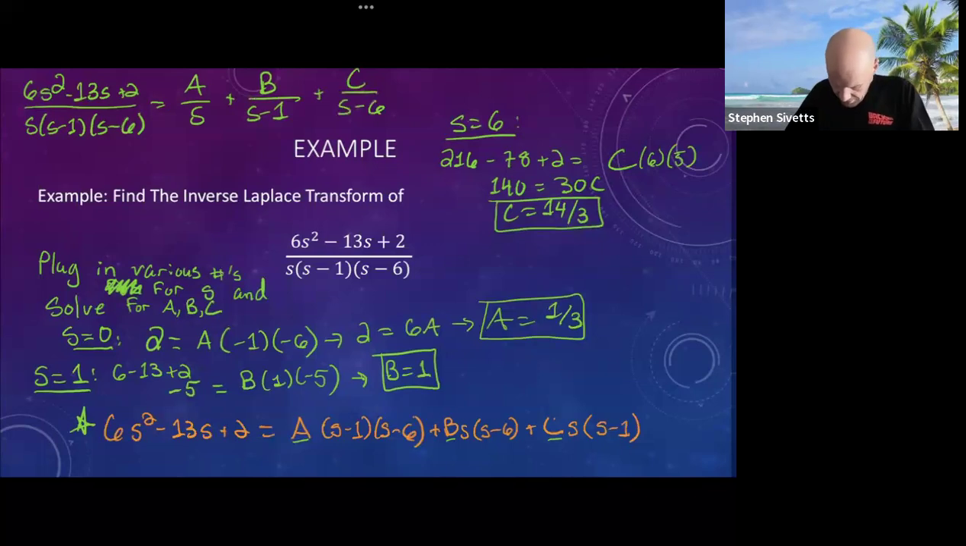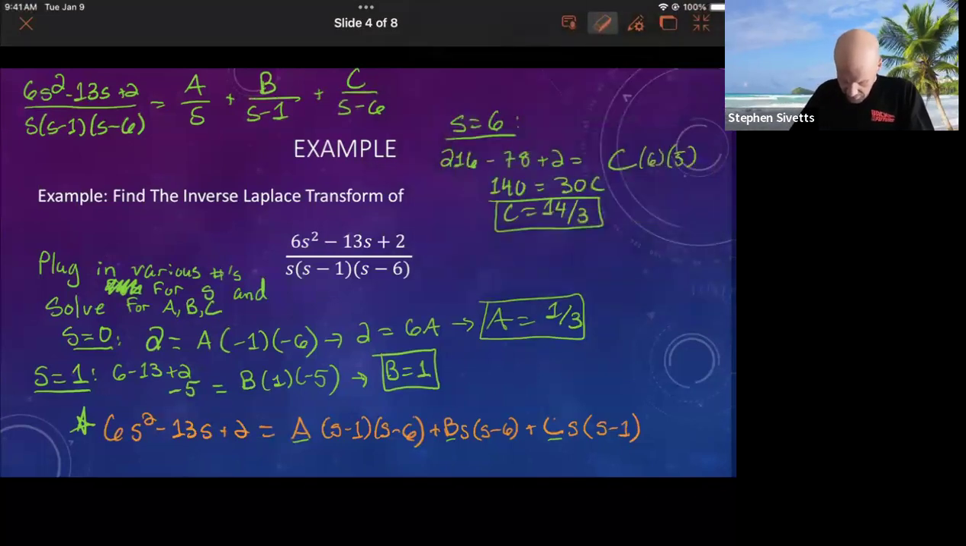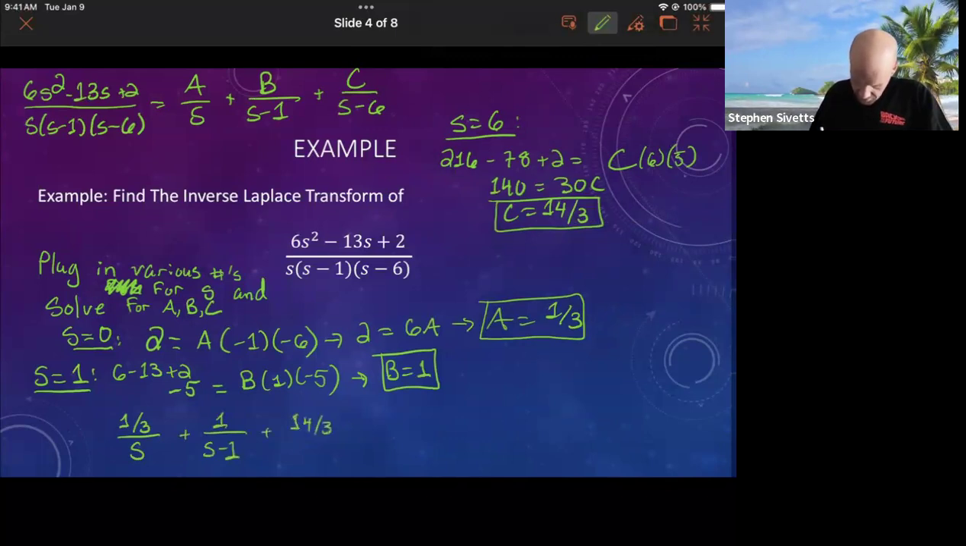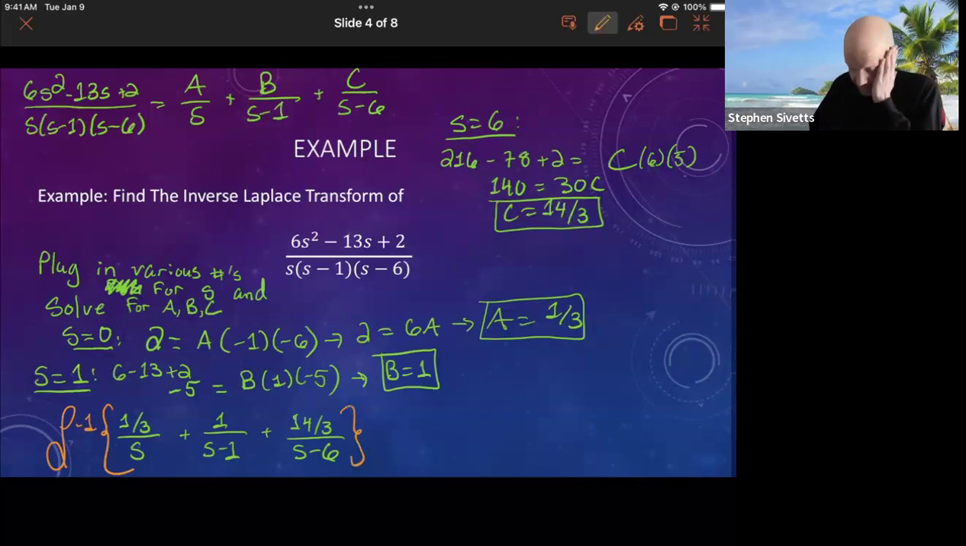Okay, so what that implies is by partial fractions, we can write out that singleton fraction as 1/3 over s plus 1 over s minus 1, and then plus 14/3 over s minus 6. Okay? All right. So now what we need to do is take the inverse Laplace transform of this sum of fractions here, right?